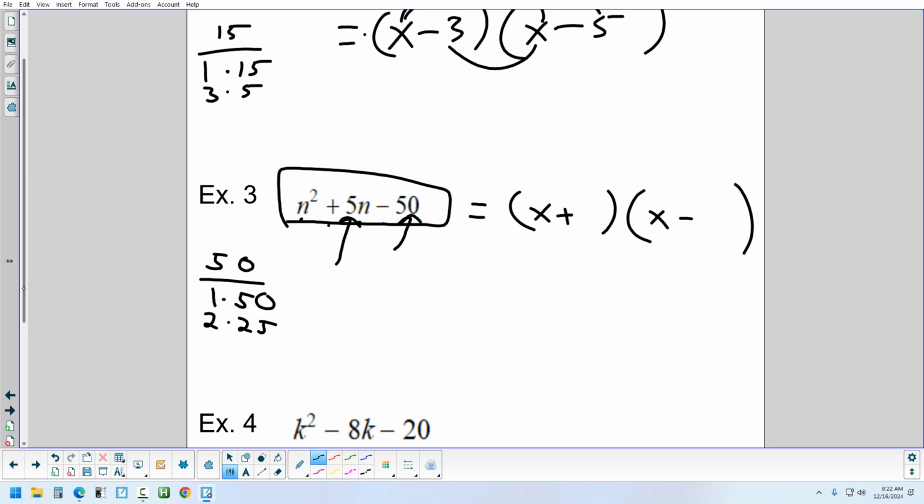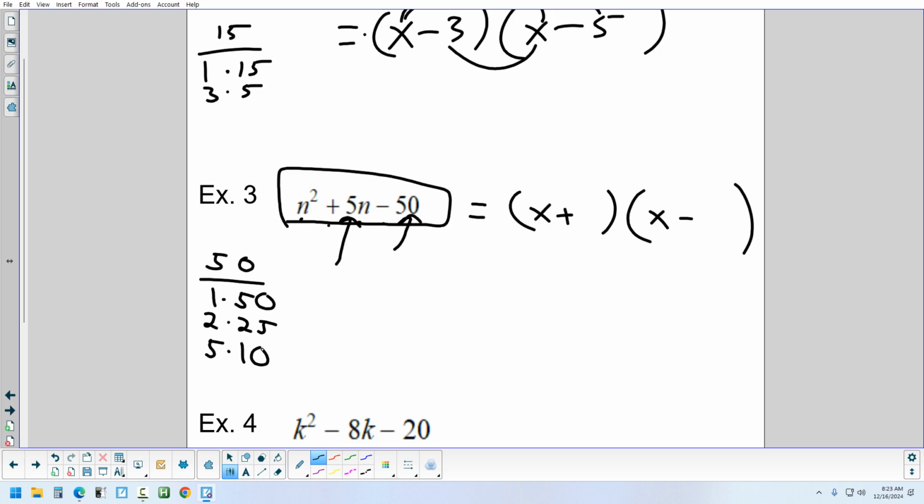4, well, 4 times 12 is 48. 4 times 13 is 52. So no, 4 doesn't work. How about 5? Times 10. Yep, times 10. 6 doesn't work. 6 times 9 is 54. 6 times 8 is 48. 7 doesn't work. 7 times 7 is 49. That's as close as you can get, and now we'd start repeating.